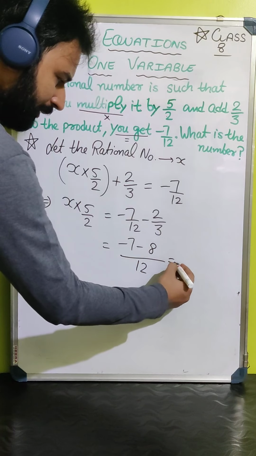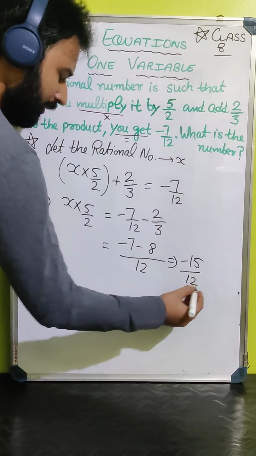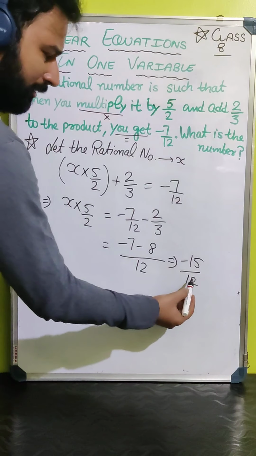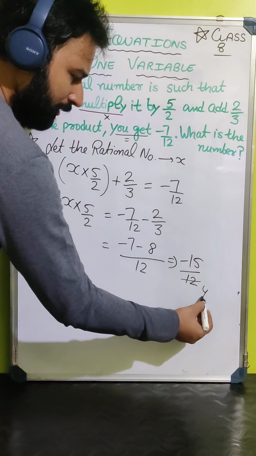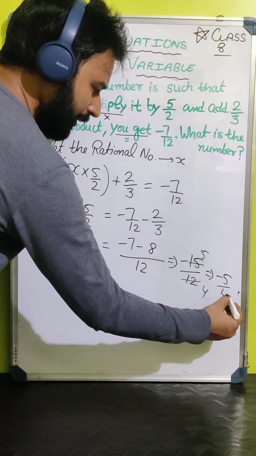Okay, so it should be minus 7 minus 8. It should be minus 15 by 12. Now you can write, or simply you can cancel the terms also. 3 4s are 12, 3 5s are 15. So the number is coming minus 5 by 4.